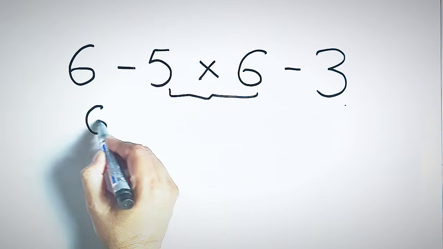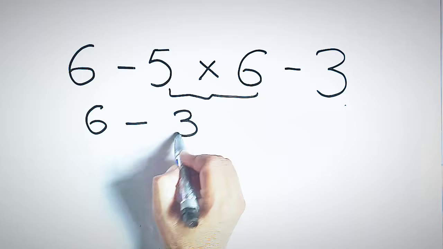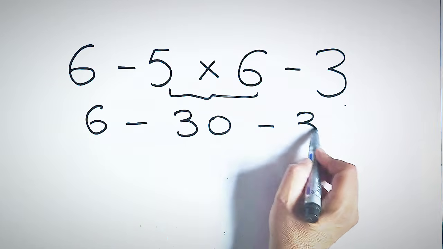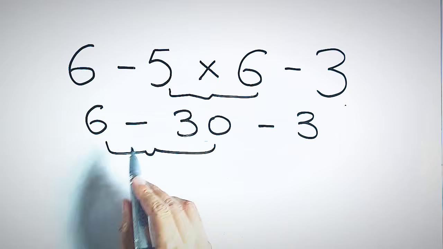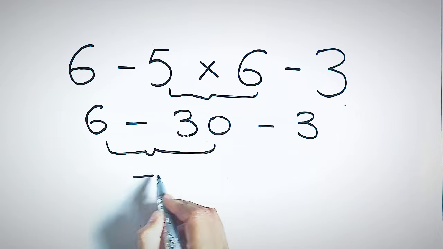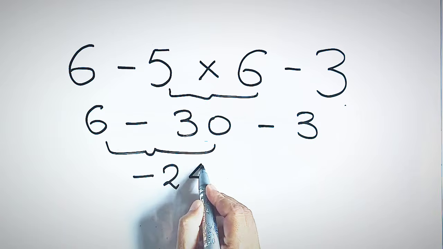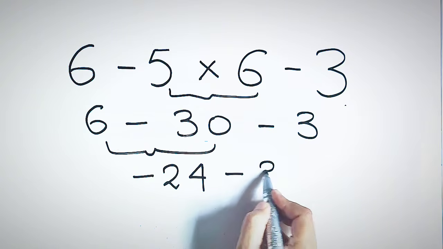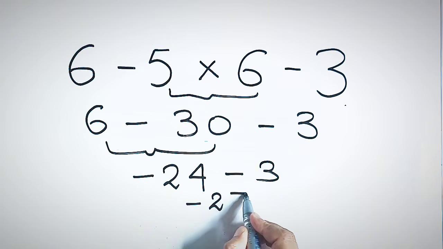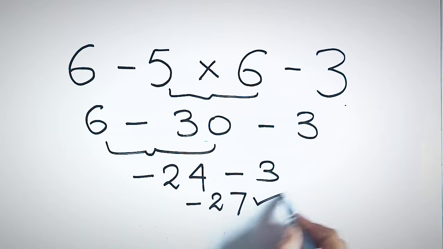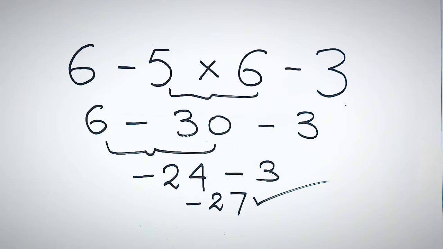So 6 will be as it is, minus this will give us 30, and it is minus 3. First of all, this one, which will give us minus 24, and it is minus 3. Finally, we will get minus 27, which will be the correct solution for this simple math question.